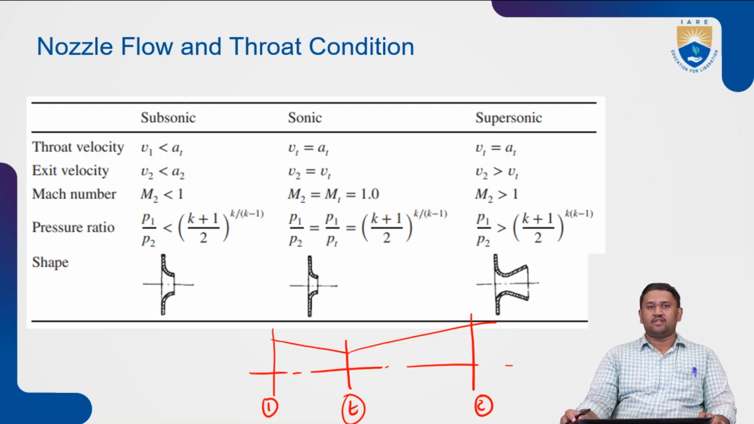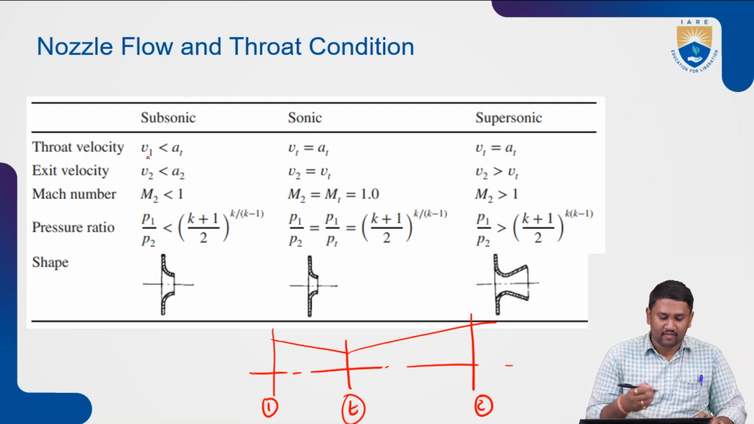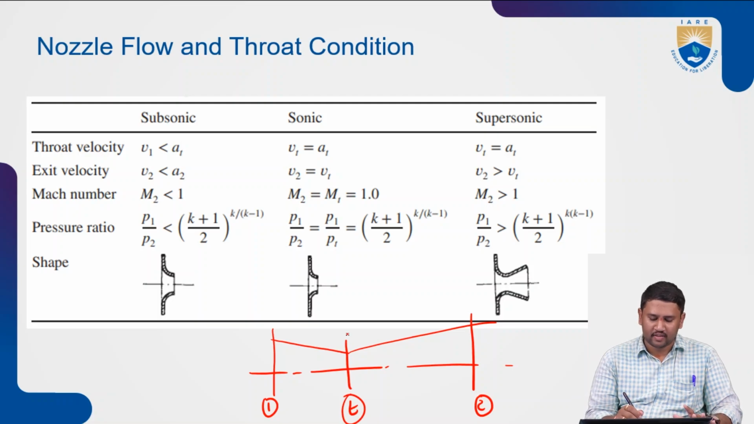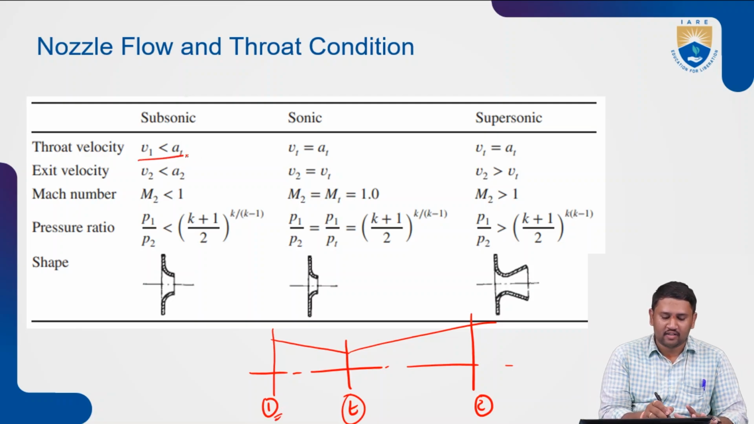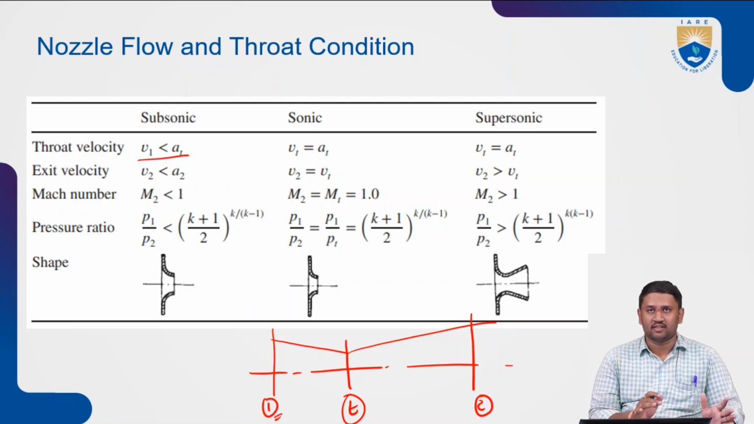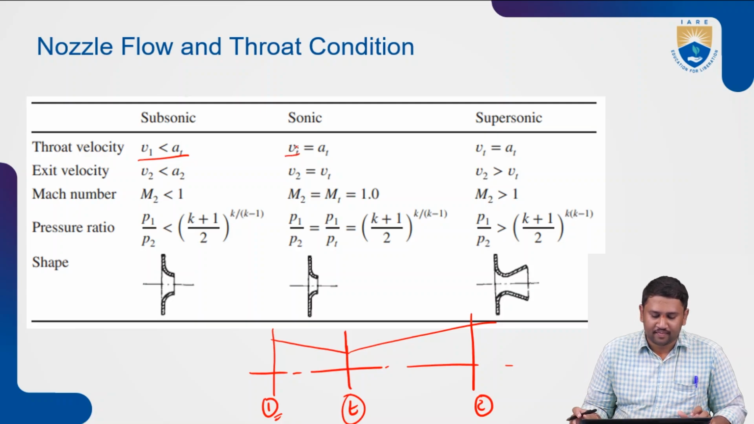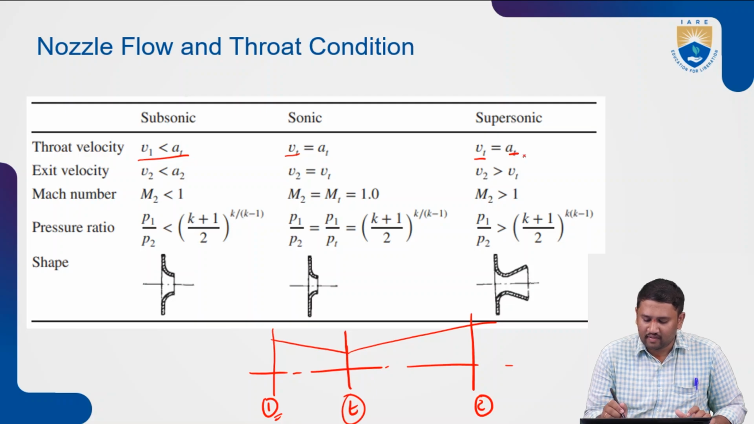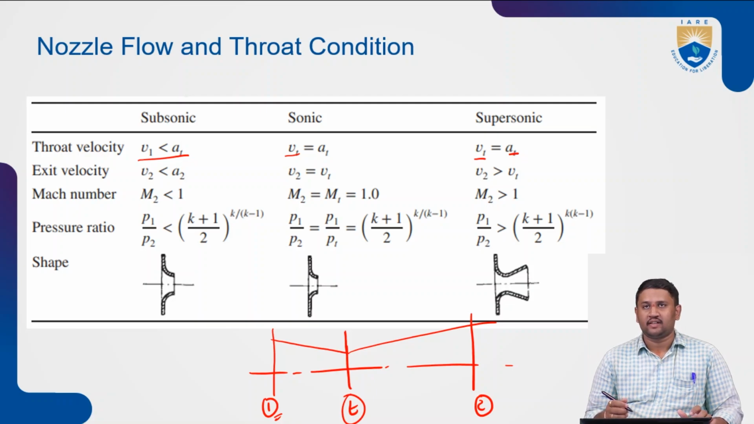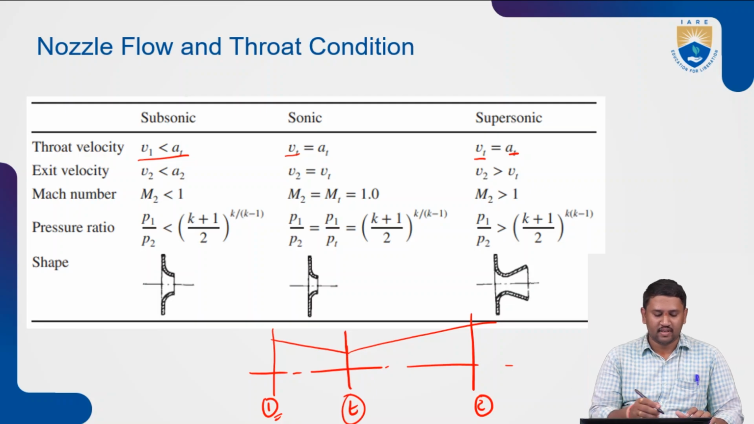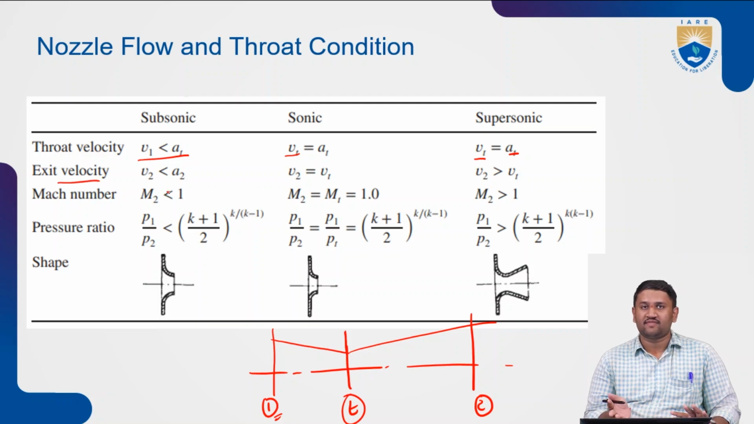Now, considering three separate nozzle sections, we have the velocity, particularly the velocity at the throat. What would it be? For the subsonic case, the throat velocity will be less than the velocity you are getting at the inlet of the CD nozzle. Coming to the sonic condition, the exit velocity will be equal to the velocity at the throat. Now, what about supersonic? The velocity at the exit will be greater than what you get at the throat.